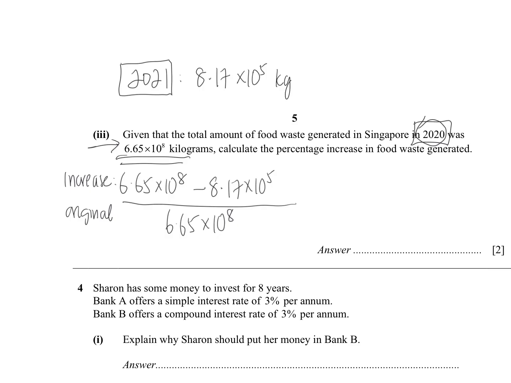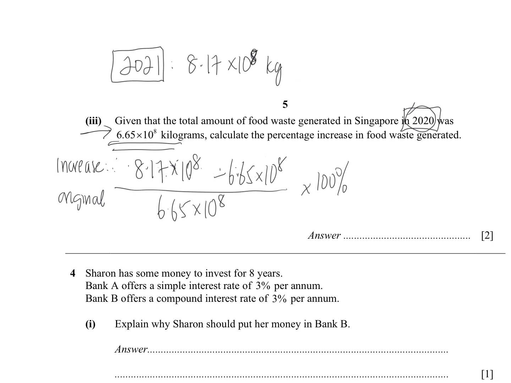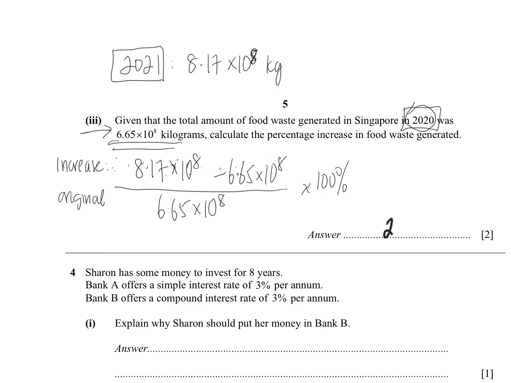I want to find increase. So I use the bigger number. Oh, sorry. This one was 8. That was 8, right? Okay, my bad. So this one first. So 8.17 times 10 to the power of 8 minus 6.65 times 10 to the power of 8, over 6.65 times 10 to the power of 8, times 100%. It's 22.857%. Okay. It will cancel out in this case. So even if you never write, it's okay.